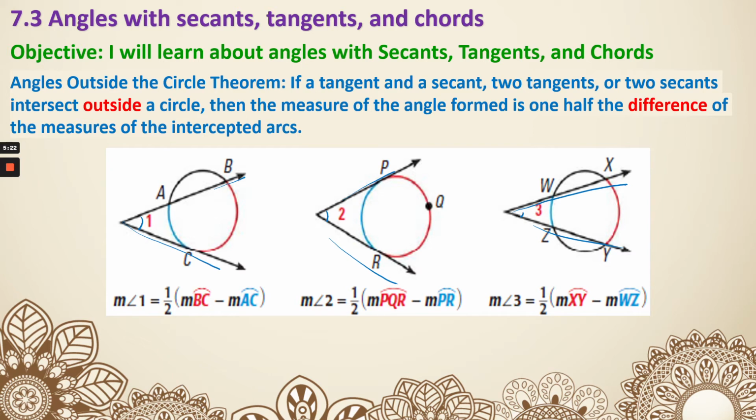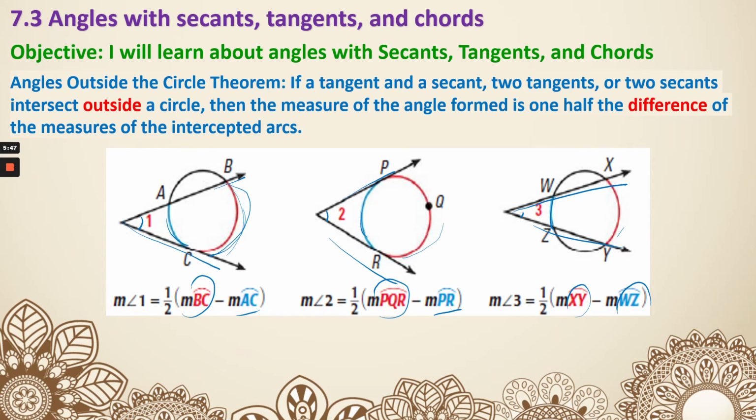So you see it's always the red, the further away one, subtracting the closer one, which is the blue one. So BC minus AC. And this one, the red one, is PQR minus the closer one, PR. And this one is the further one, XY, minus the closer one, WZ. They subtract, and half of it, that's going to give you this angle actually outside, that's being formed by the two lines.